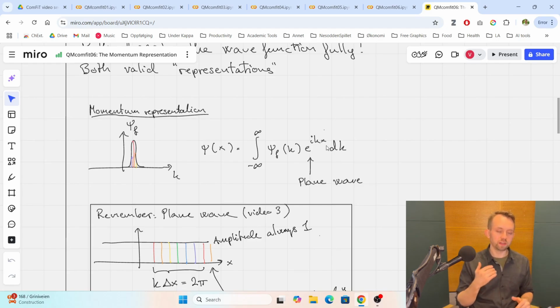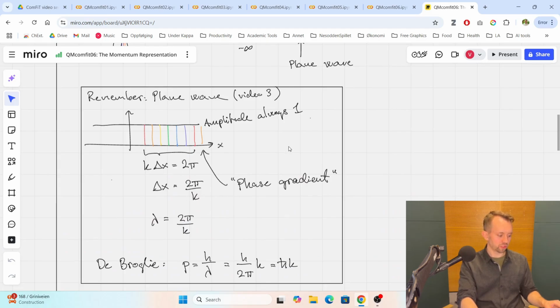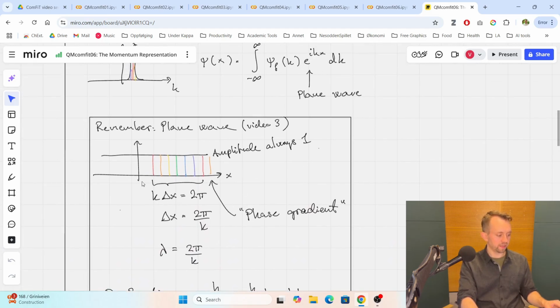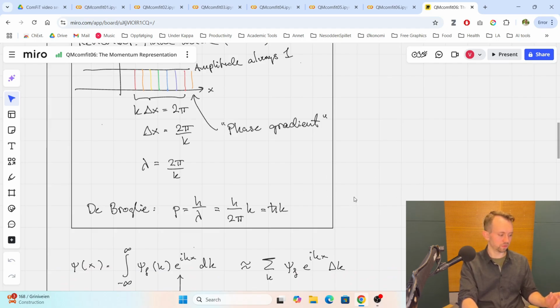And if you remember back to video 3, we looked at plane waves and saw that this is actually a plane wave. Remember, a plane wave is a function, this expression here, e to the ikx, and it's a constant function. Amplitude is always 1, but the phase changes from 0 to 2 pi, and then it goes through all the colors, and it has a wavelength of 2 pi over k. And so the momentum of this plane wave function, according to de Broglie, is h bar k. Go back to that video if you didn't follow this.